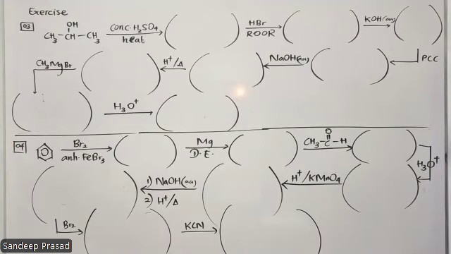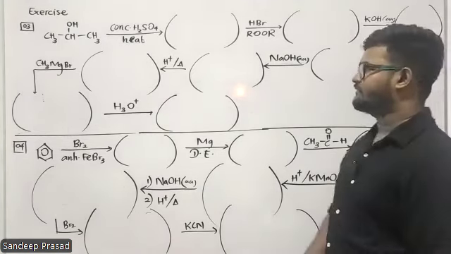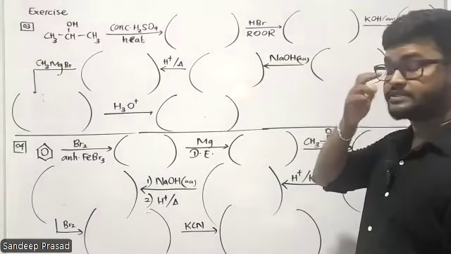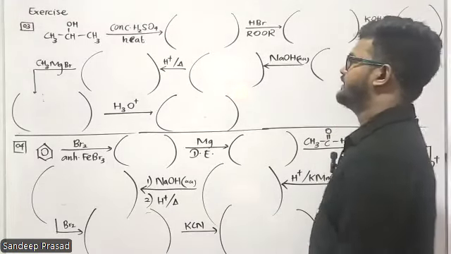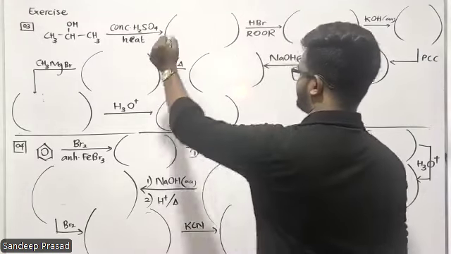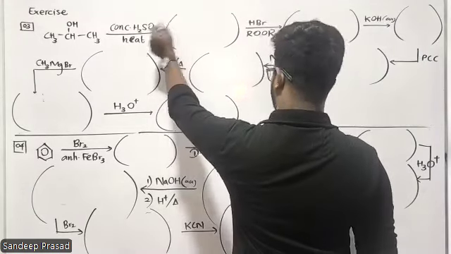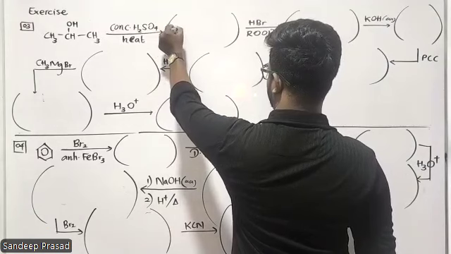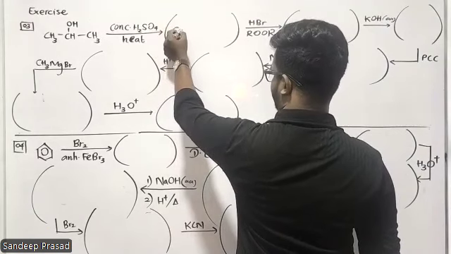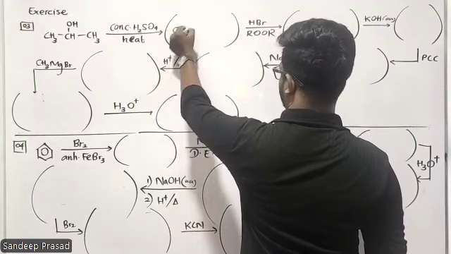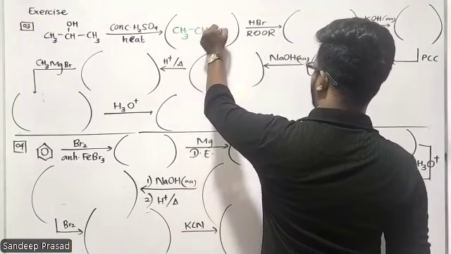So what about the third one? We have added concentrated sulfuric acid and then heated. Dehydration. Therefore, OH is eliminating with the neighboring carbon atom's hydrogen. We can choose any carbon atom because that is a symmetrical compound. So therefore, CH3, CH double bond CH2.